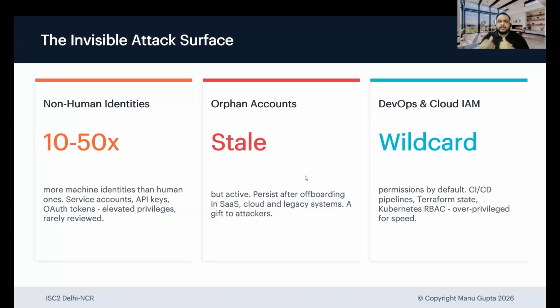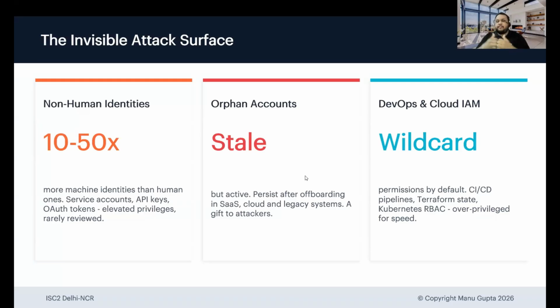Second problem is orphan accounts, right? When employees leave or contractors leave, which happens more often than employees, their accounts in these SaaS platforms or cloud environments often remain as is. These orphan accounts are stale but active, and they are a gift to these attackers. In the hospitality chain case that we discussed, case two, this was exactly the pattern, right? Legacy accounts from an acquired entity became the entry point for a multi-year intrusion, right? They came in 2014, then they finally broke through in 2016, and they were identified in 2018.